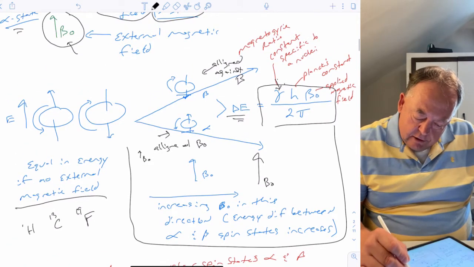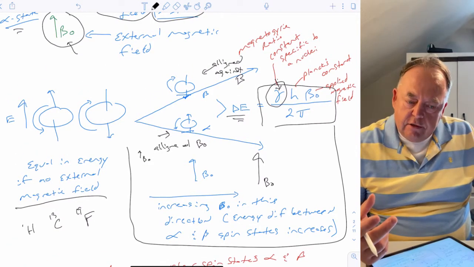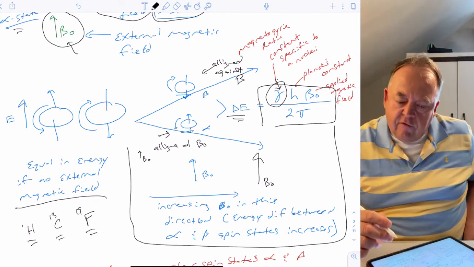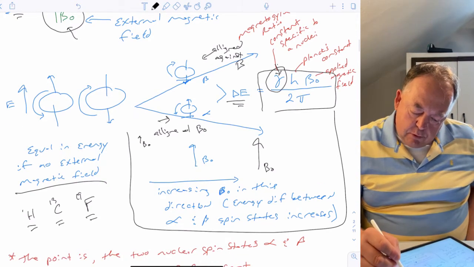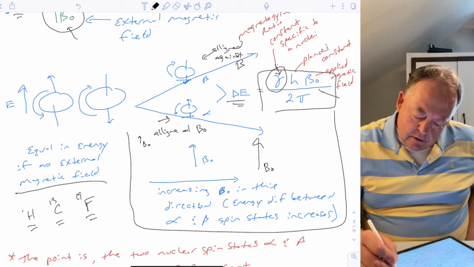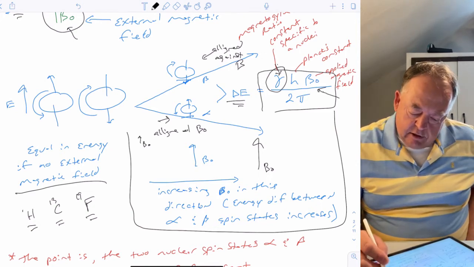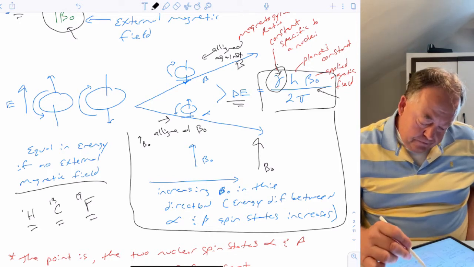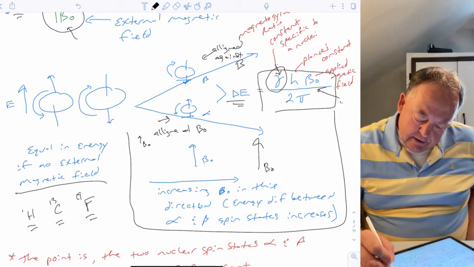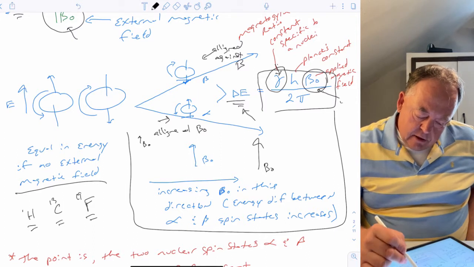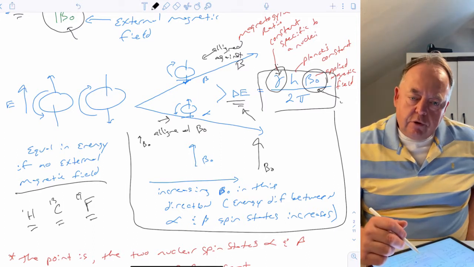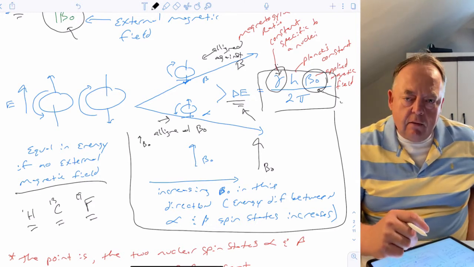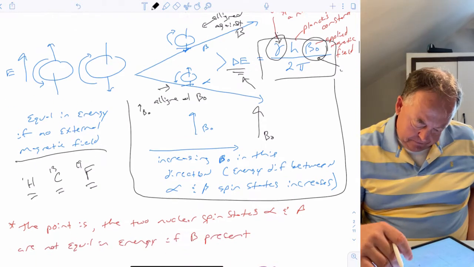This is a constant for the different nuclei. So proton would have a different value than carbon, which would have a different value than fluorine. And then h is Planck's constant. B naught is the strength of the applied magnetic field, over 2 pi. And so again, the bigger B is, the bigger the difference in energy is between the two nuclear spin states. It requires more energy to oppose the field than to align with the field.